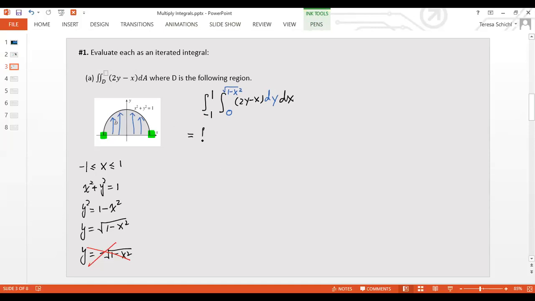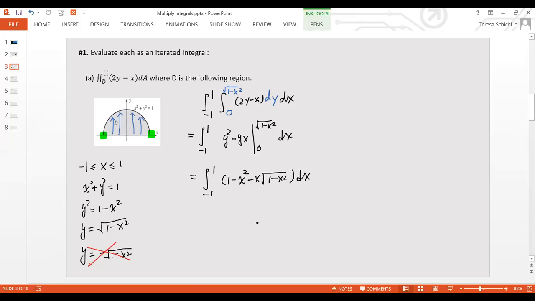Okay, so now let's take a look at how we do the integration here. Because I'm integrating with respect to y, x is a constant. So the first term will be y squared minus yx, and then I put in the upper bound and the lower bound, which is the square root of 1 minus x squared, and the dx here. You plug this in, simplify a little bit, and you will find this will be 1 minus x squared and minus x times the square root of 1 minus x squared dx here.